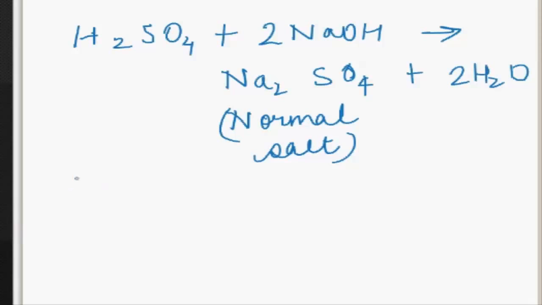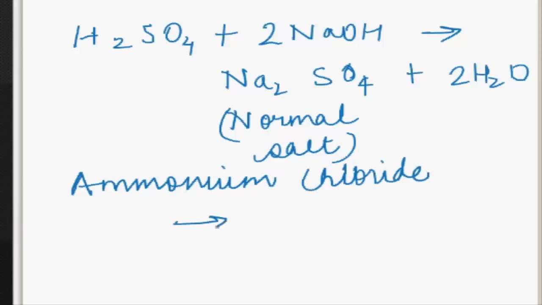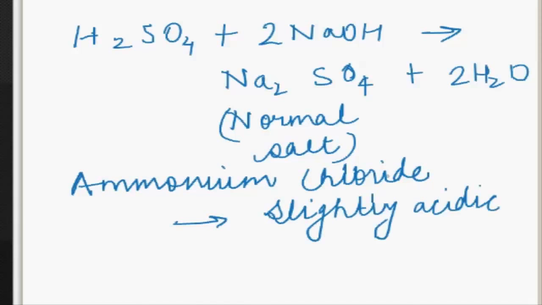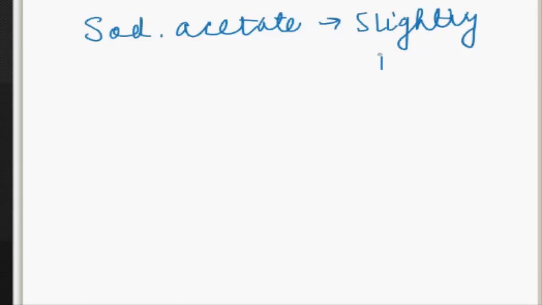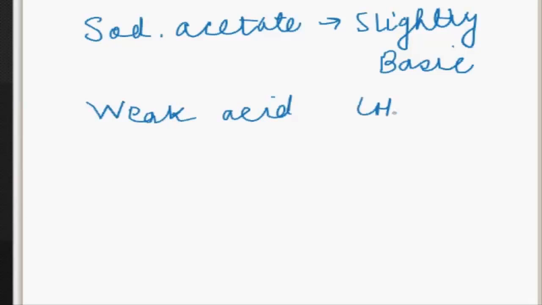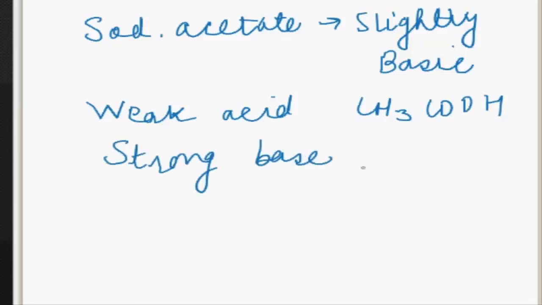For example, ammonium chloride is slightly acidic. Why is it acidic? It is acidic because it is formed by the neutralization of a strong acid, that is HCl, and a weak base, that is NH4OH. While sodium acetate is slightly basic because it is formed by the neutralization of a weak acid, CH3COOH, and a strong base, NaOH.